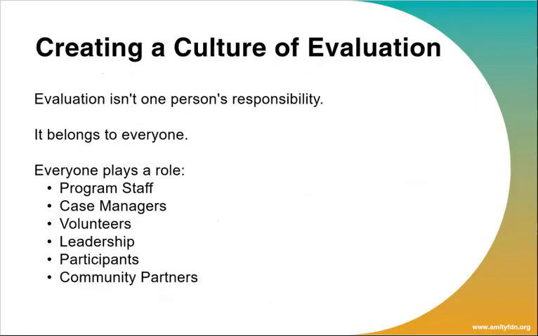One of the biggest mistakes organizations can make is treating evaluation as a one-person job. Evaluation isn't just the responsibility of the person collecting the data or writing the grant report. It belongs to everybody. Program staff see what's happening on the ground. Case managers hear directly from participants. Volunteers notice things that staff may not see. Leadership uses the information to make decisions. And participants and community partners can tell whether the program is actually meeting the needs it is intended to address.